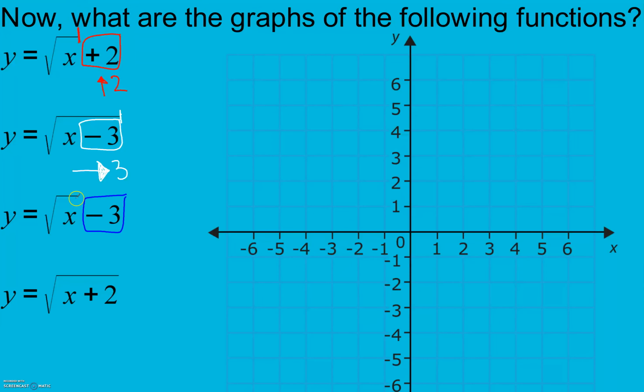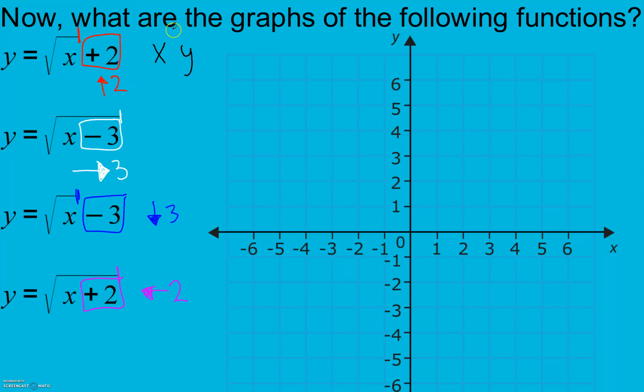Here I have a -3, but it's after my square root ends. So I'm going to go down 3. Here I have a +2 inside my square root, so I'm going to go left 2. Those are my translations. But I still need to have my parent function so I know where to start.